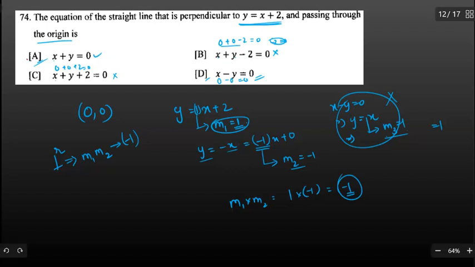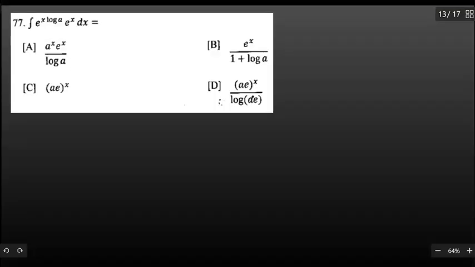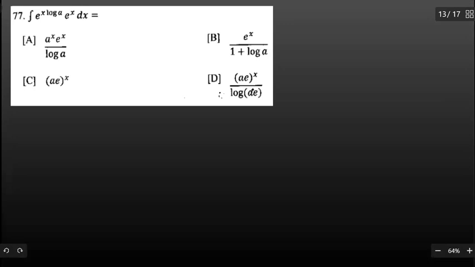That is option number A. Let's move to the next question, and now this is a little complicated question. The integral of e raised to the power x log a, e raised to the power x dx equals. So it is e raised to the power x log a into e raised to the power x dx.